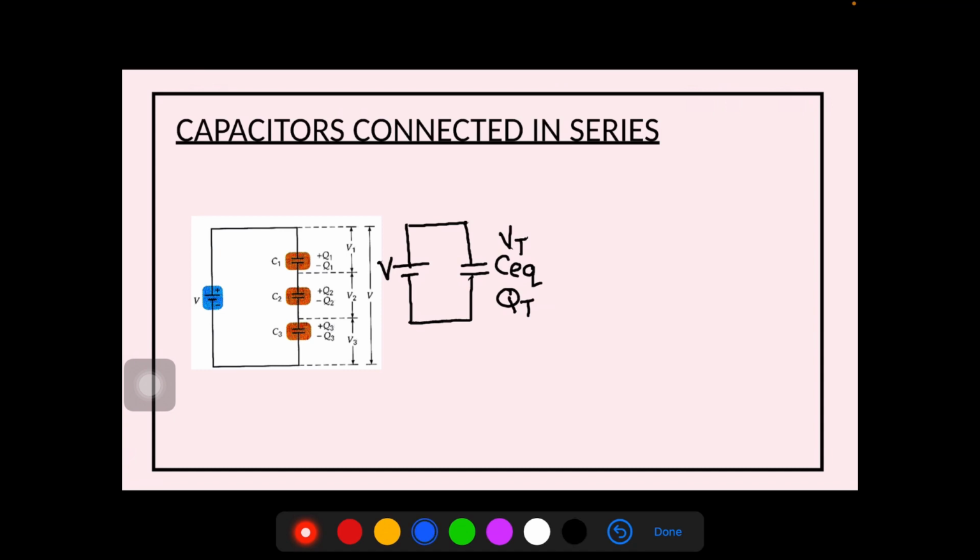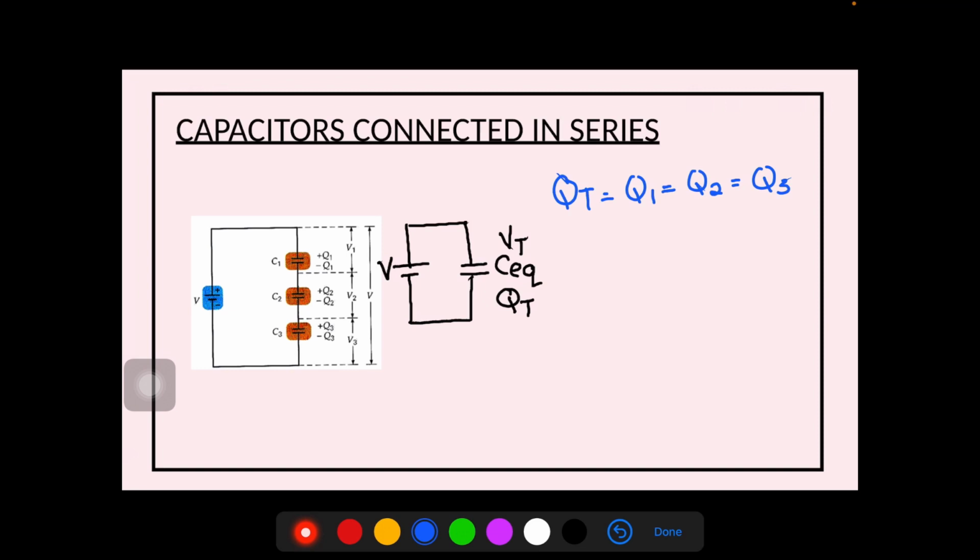Okay, we can simplify C1, C2, C3 into C equivalent, where this C equivalent owns V total and Q total. So in series combination, Q total is equal to Q1 equals Q2 equals Q3. You need to remember that for series combination, the charge for each capacitor is the same.